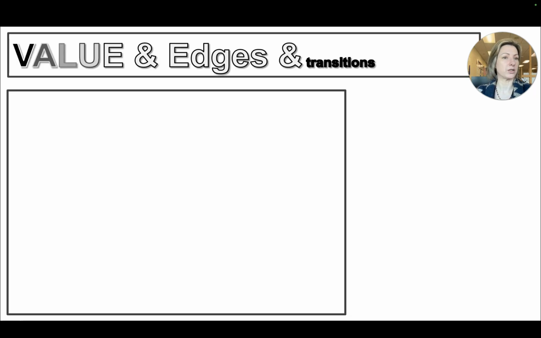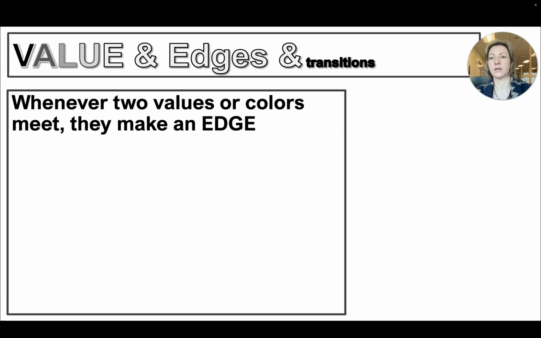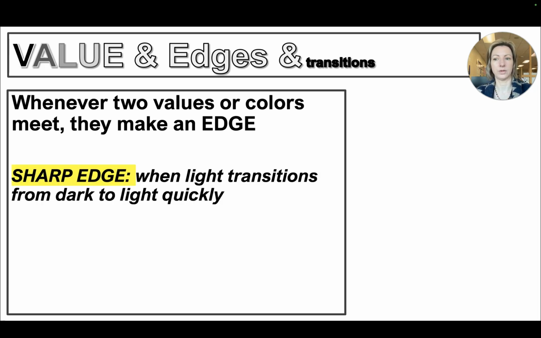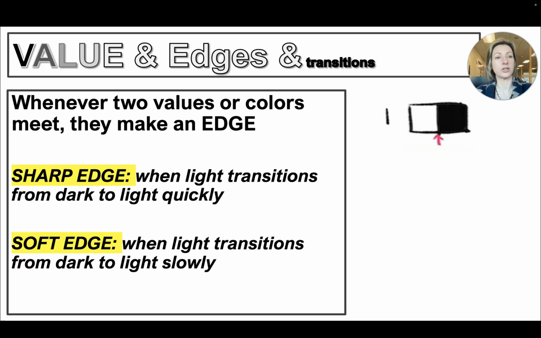So values and edges and transitions. Whenever 2 values or colors meet, they make an edge. They make a sharp edge when light transitions from dark to light very quickly. So for instance, at number 1, it's dark light, there's a line there because it's a very definite edge. Then you're going to have a soft edge. That's when it's a little bit smoother.